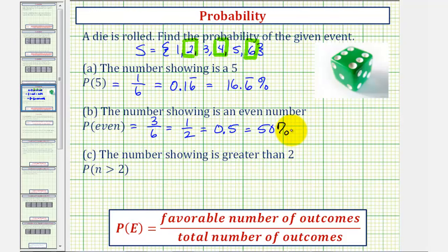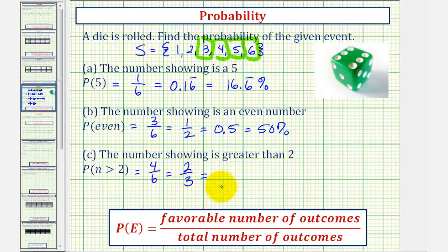And then finally, we want to determine the probability the number showing is greater than 2. We need to be a little careful here. Notice 2 is not greater than 2, so the favorable outcomes would be 3, 4, 5, and 6. So there are 4 favorable outcomes out of 6 total outcomes, and therefore the probability of the number being greater than 2 is equal to 4/6, which simplifies to 2/3.